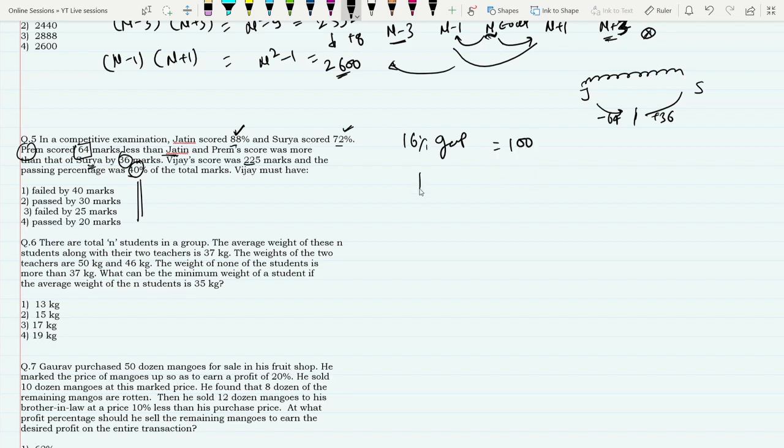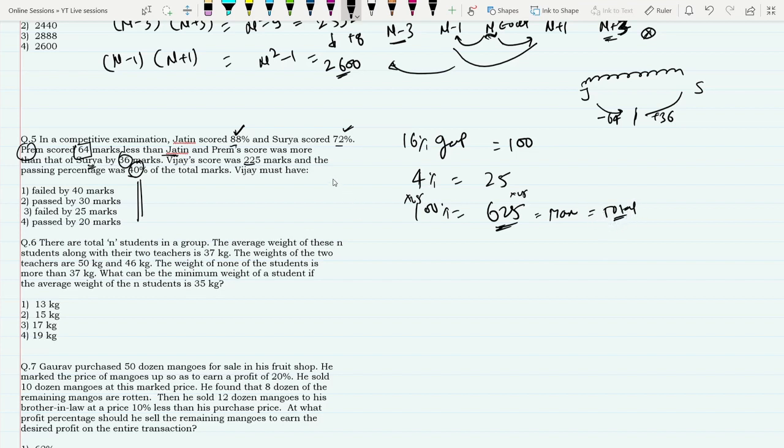16% is 100. 4% needs to be 25. 100% needs to be 625. Apply some quick thinking. 25 times of this and 25 times of this. That is 625. That is the maximum marks or total marks.